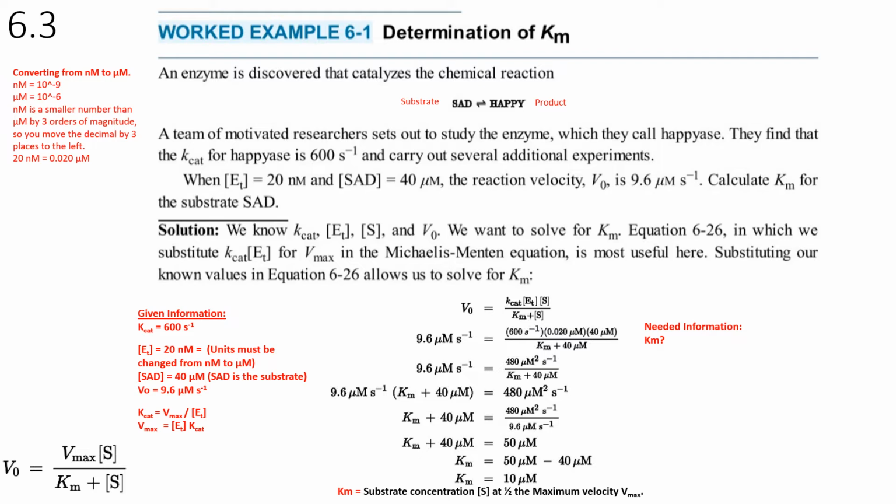And then you just subtract this 40 micromolar. So you have Km is equal to 50 minus 40 micromolar. And you end up with Km, which is equal to 10 micromolar. And that's what we were supposed to find. And once again, Km is the substrate concentration at half the maximum velocity.